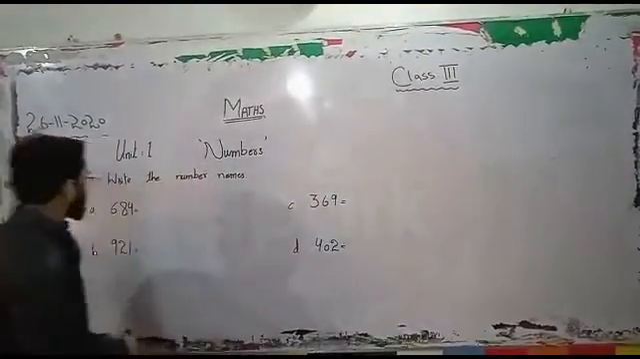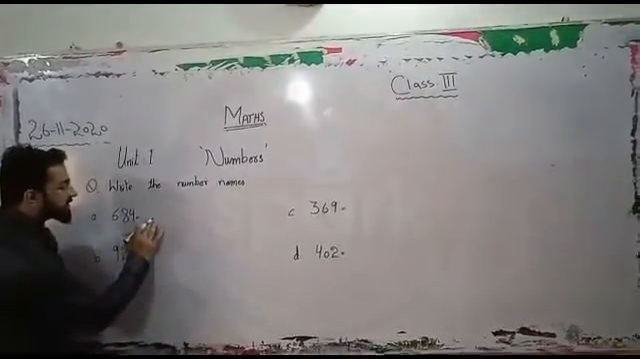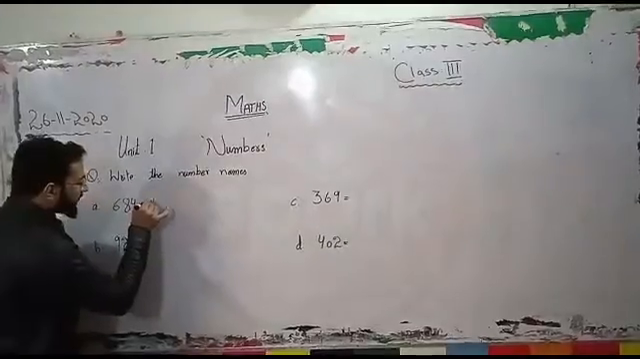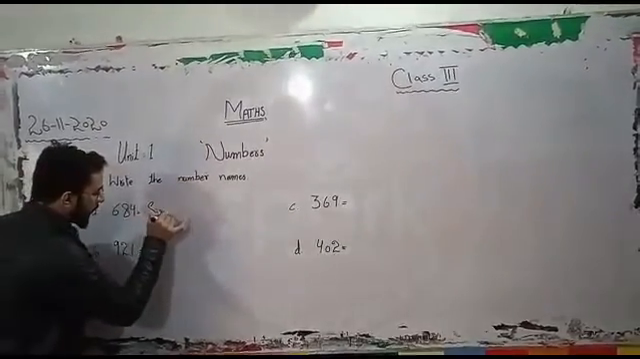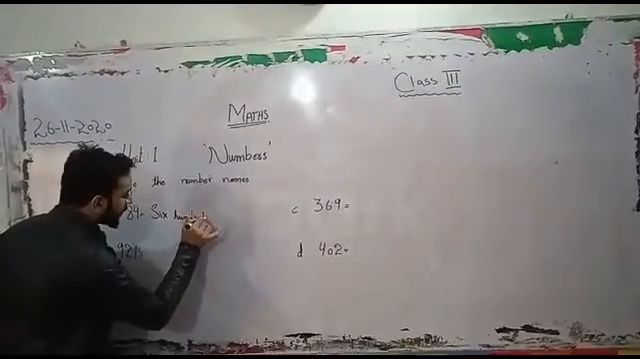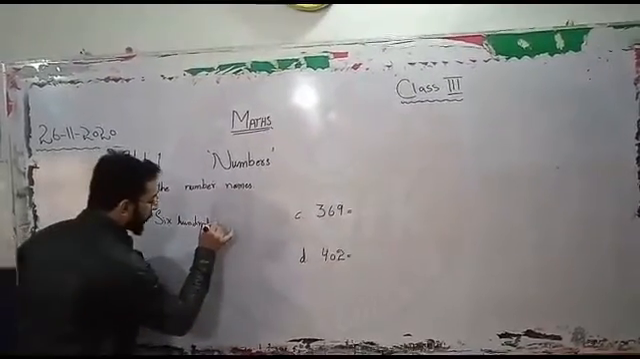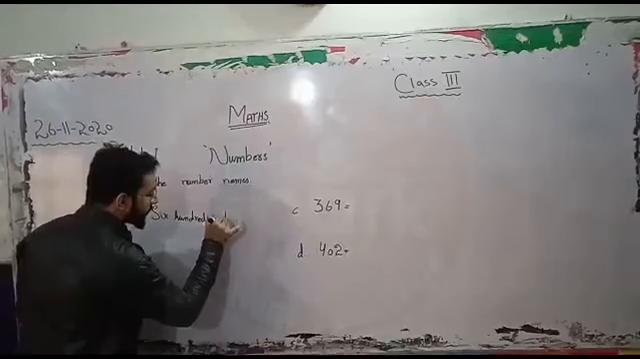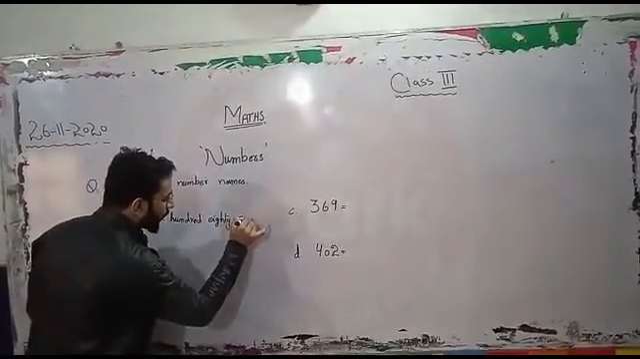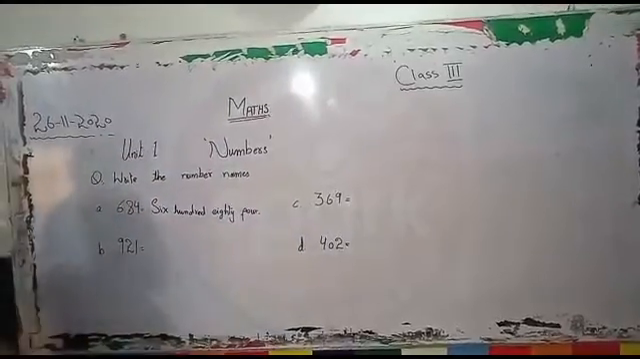Here we write 684. Okay, so how we write? SIX 6, HUNDRED 100. Okay, then 84, EIGHTY 4. Okay, here is 684.